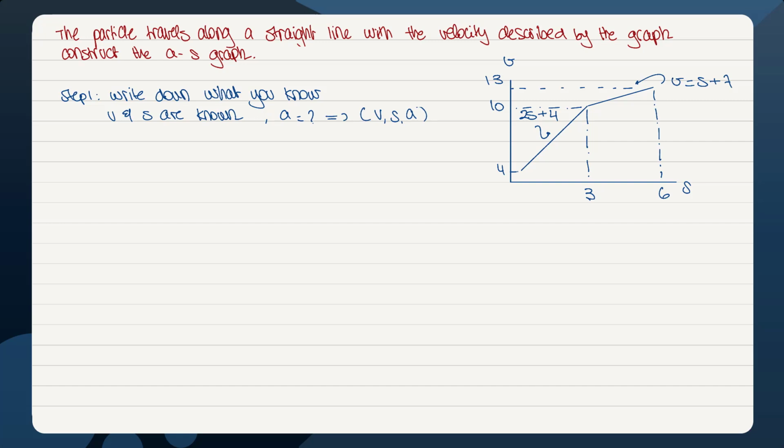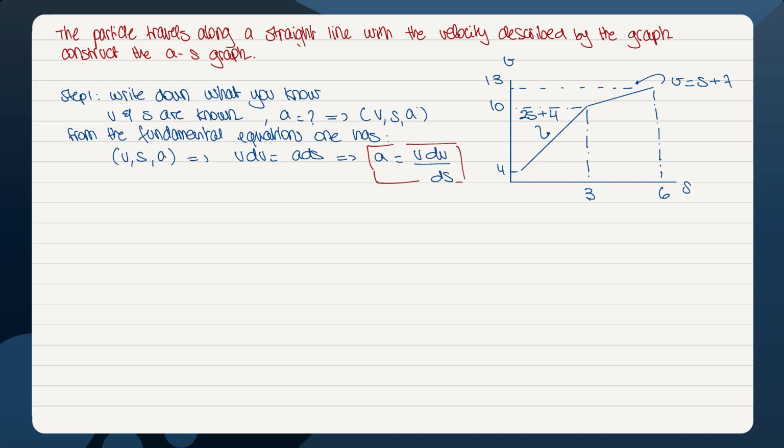From the fundamental equation, one has V dV is equal to A dS. Remember, that's the equation that's independent of time. And so A is equal to V dV over dS. We now have an expression for A, related to V and the derivative of V with respect to S, and that's exactly what we want.